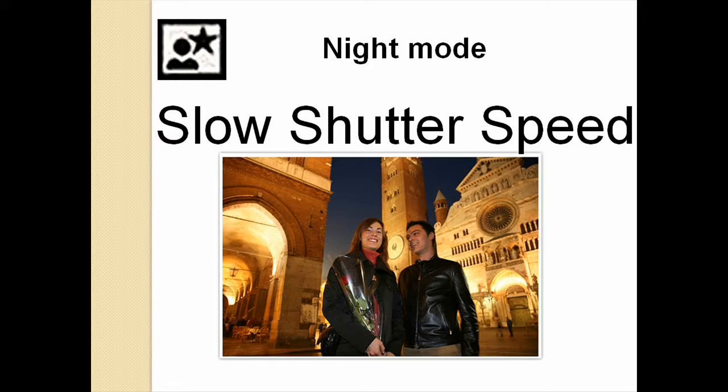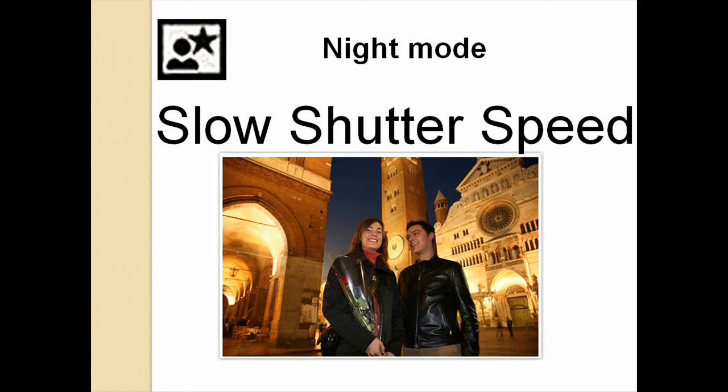Now, at this particular place, when I took this photo, you couldn't actually see the people. They were too dark. They were in complete darkness. Those buildings in the background are only dimly lit. But by using a slow shutter speed, keeping the shutter open for a long period of time, the lights appear to be much brighter in the shot.